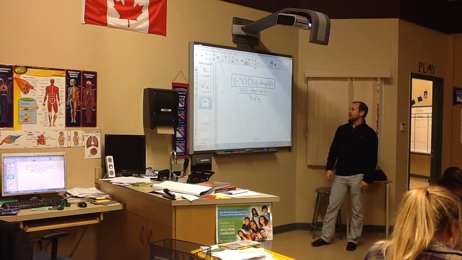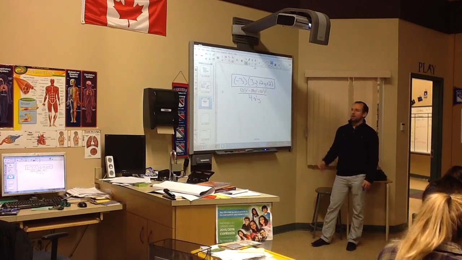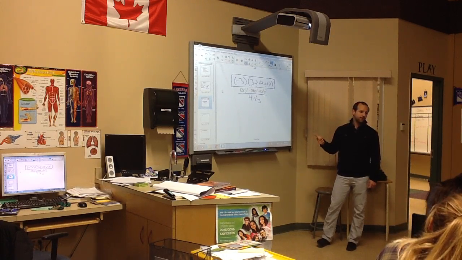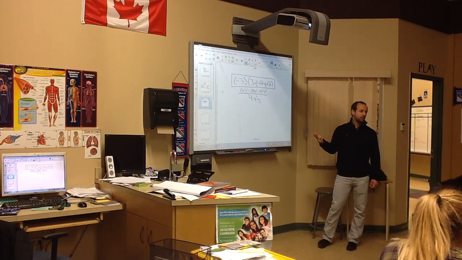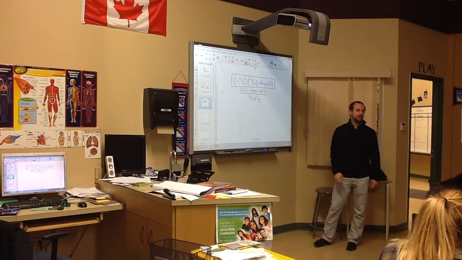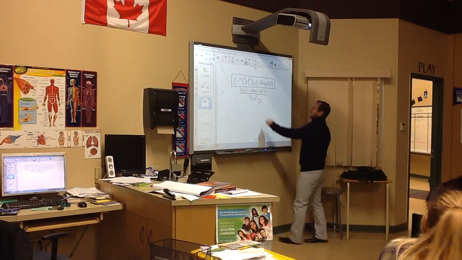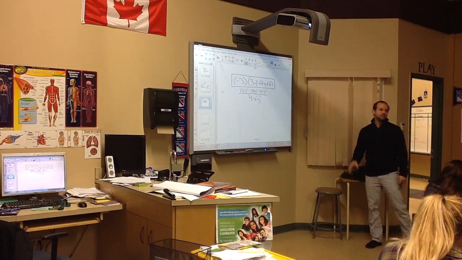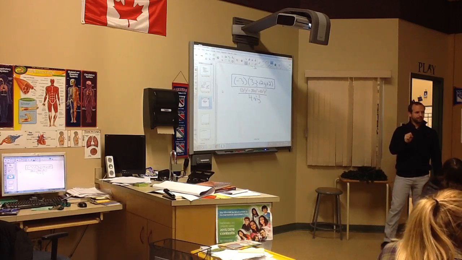What about the variable y? What are my exponents? I've got y to the power of 2, y to the power of 5, y to the power of 3. What's my lowest exponent that I can take out? 2. That means I can take out at least 2 y's in each term.